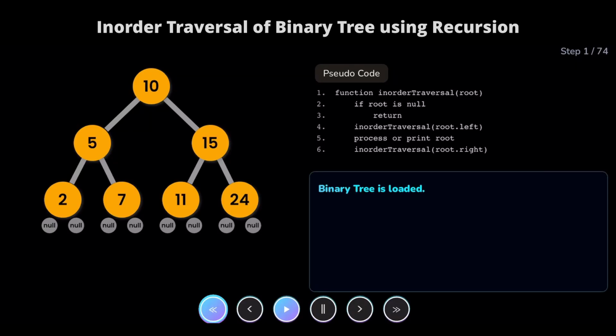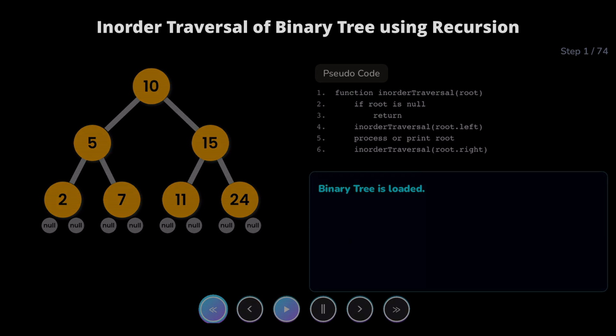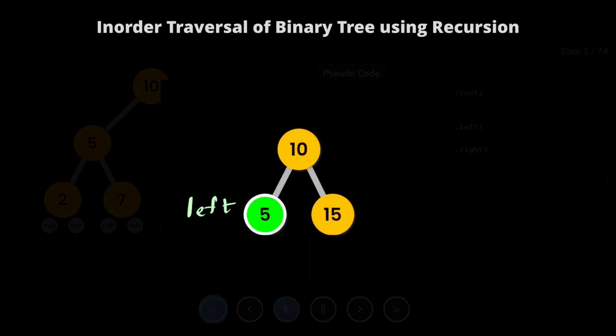In this video, we'll perform an Inorder Traversal on a binary tree using recursion. Inorder Traversal follows the left, root, and right order. If either the left or right node is a subtree, we recursively traverse it using the same left, root, right order.